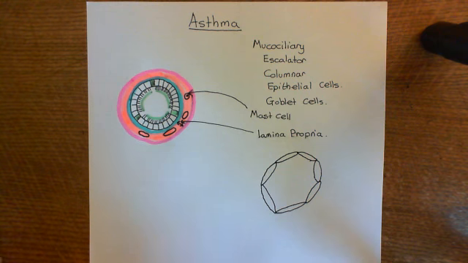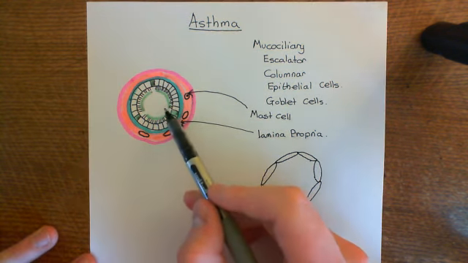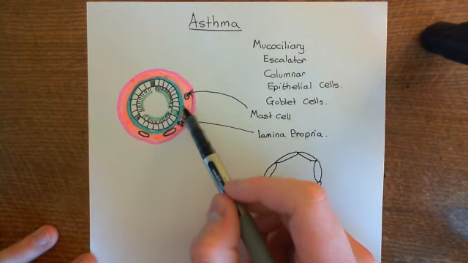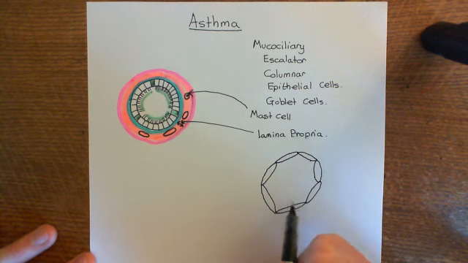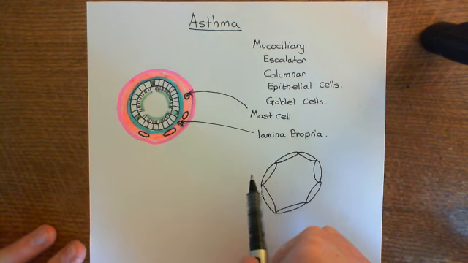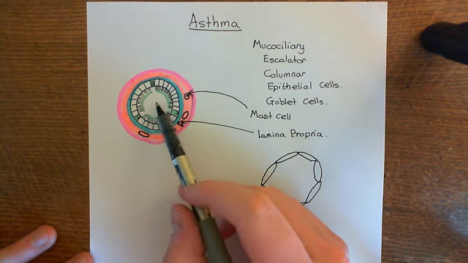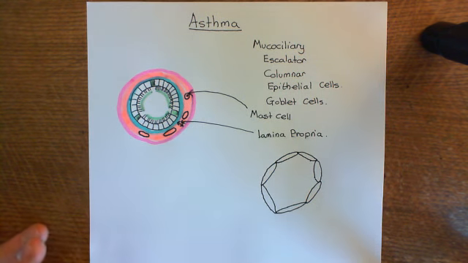Now, if the layer of smooth muscle cells is constricting, then that's going to be transferred to these inner layers, so the whole bronchus is going to end up constricting. So, these smooth muscle cells control the diameter of the lumen of the bronchus, basically. Okay, and this is going to be very important.